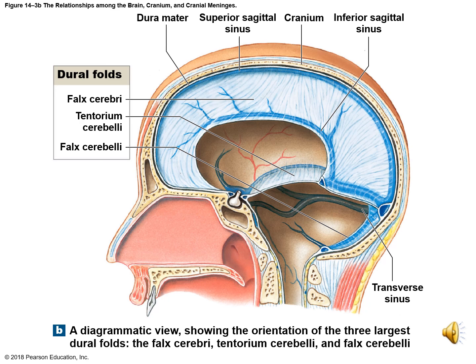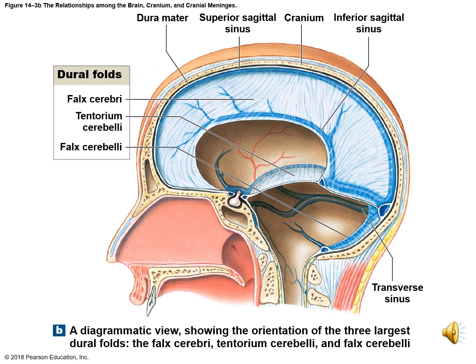The falx cerebri is the fold that occurs between the two cerebral hemispheres. Now the two hemispheres are separated by the longitudinal fissure. This is a pretty deep fissure, so the falx cerebri fold will go in and down to the fissure and then back up the other side, so it kind of holds the two sides of the hemispheres together.